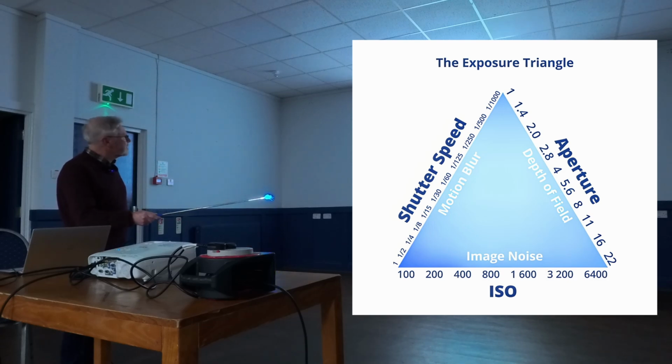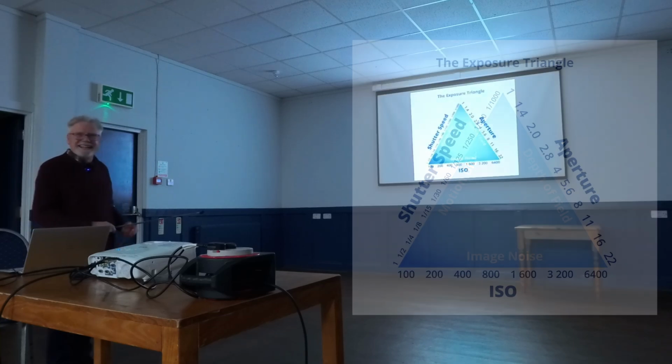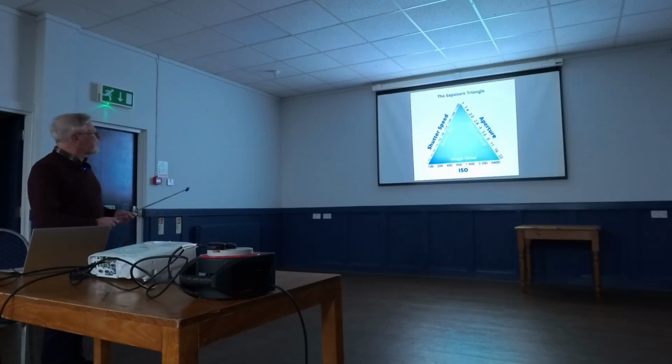And it's this end, the f1, which is letting the most light in, and it's this end, the f22, which is letting the least light in. I hope it makes some kind of sense. So you've got these adjustments on your camera.